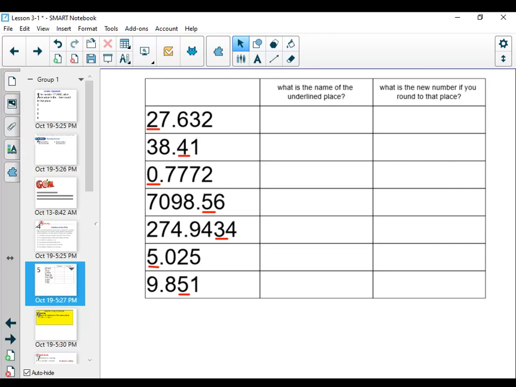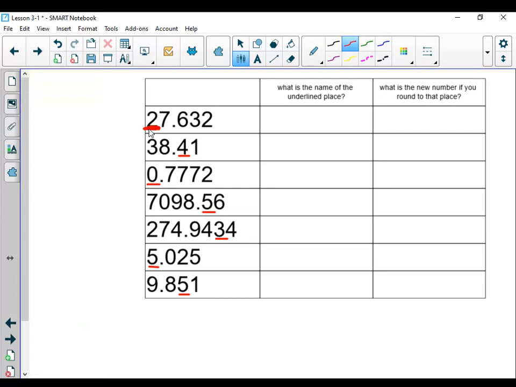For example, I see the red 2 is underlined. And I know that is the tens place. If I'm going to round to the tens place, 7 tells 2 to bump up to 3. And every other place after that turns into a 0.